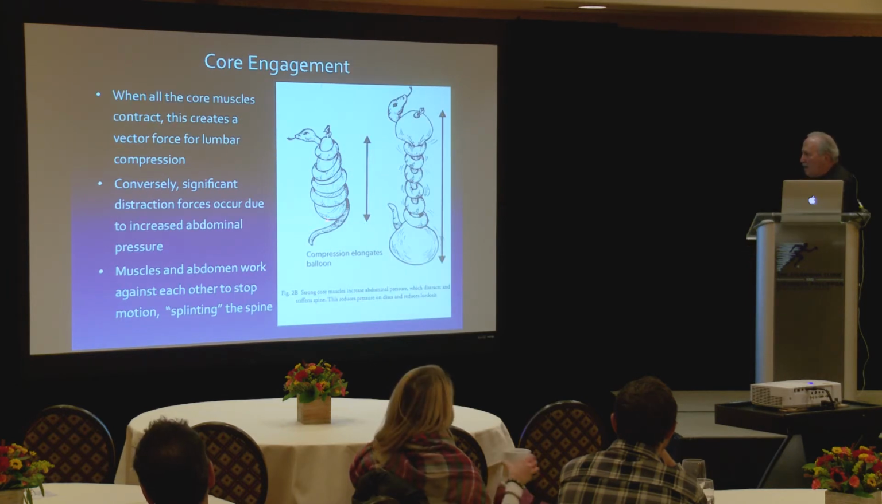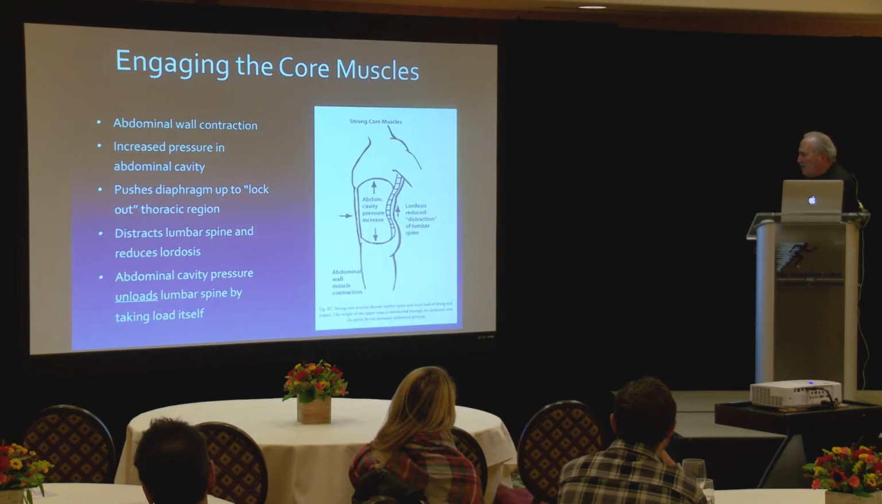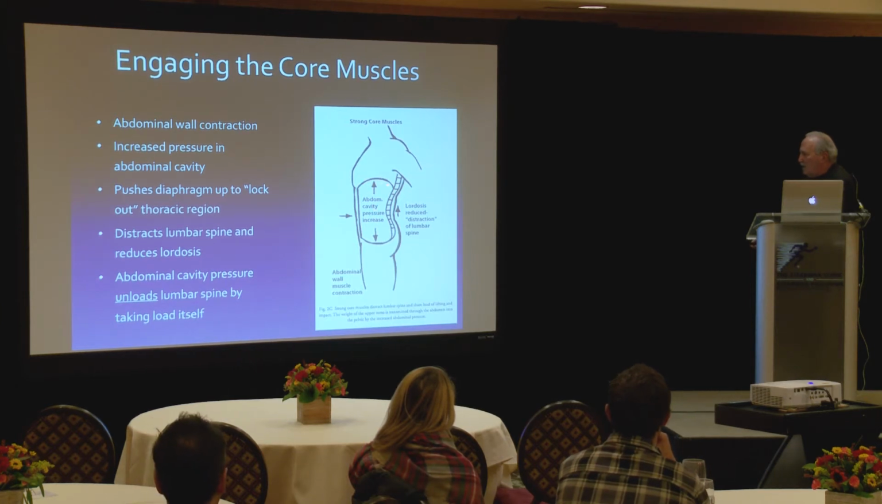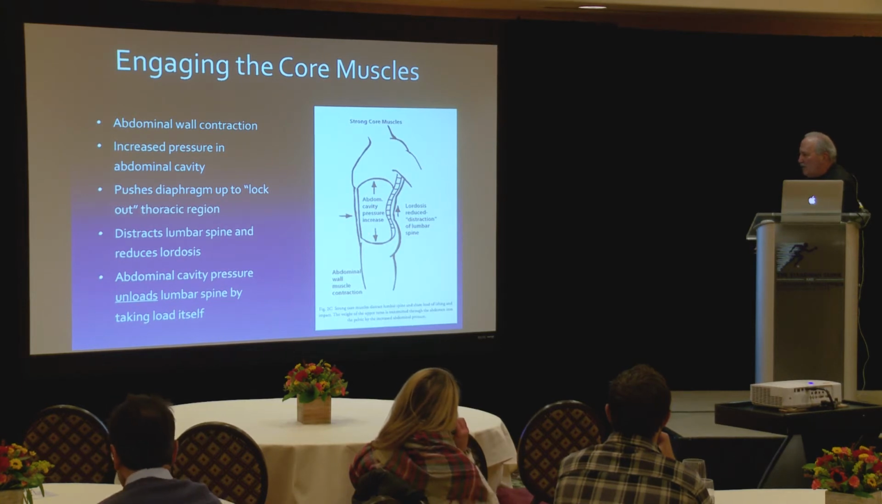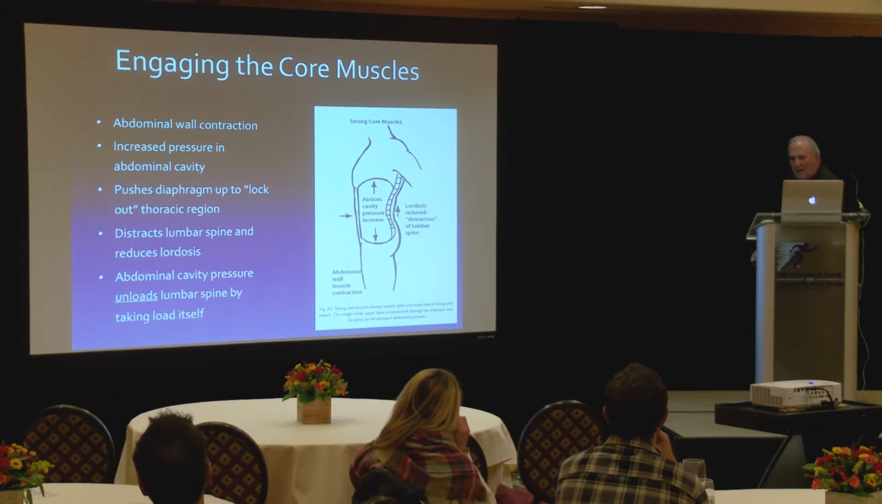If you tighten up the lumbar spine muscles, it's like a snake tightening over a water balloon. It distracts the abdominal contents. And so this is what happens. When you contract your core, you increase the abdominal cavity pressure, it increases the pressure against the diaphragms, and it distracts the spine and load shares. So core strengthening is huge. It is the key to prevention. You have to have a solid core.